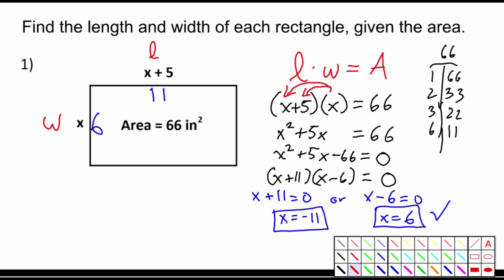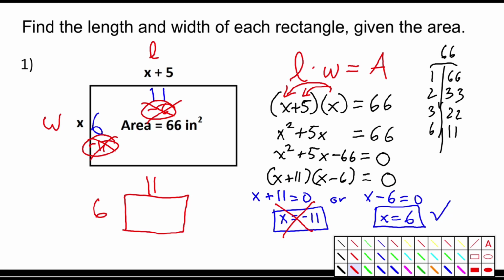But what about the negative 11? The negative 11 means one side would be negative 11 and the other side would be 5 more than that, which would be negative 6. And I know that multiplies to give me positive 66. But can you have side lengths of negative 11 and negative 6? No, so those don't work. So in this problem, this answer does not make sense. So the only answer for this problem is that my side lengths for this rectangle have to be 6 and 11.